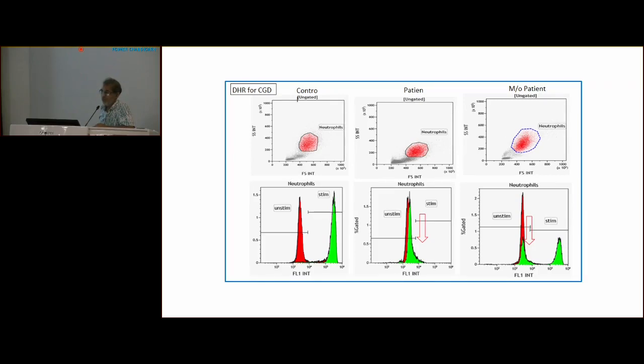Can you do more? Yes, you can. You've got a mother here. You gated the neutrophils and you saw 2 peaks. So even without doing a genetic testing, you know this is X-linked CGD since there is a mother who has 2 peaks.